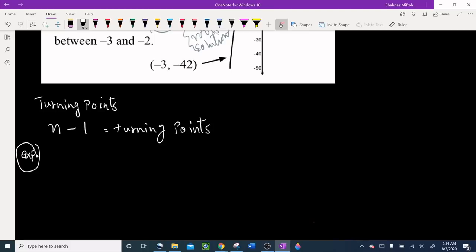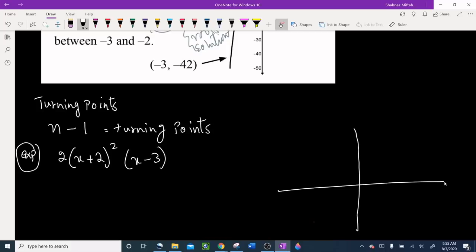The example that I have is 2x plus 2 squared times x minus 3. The first thing, I would suggest to FOIL this out and multiply with x minus 3. Then x squared times x gives me x cubed. So the leading term technically is x cubed, right? So let's figure out how the graph's end behavior is going.